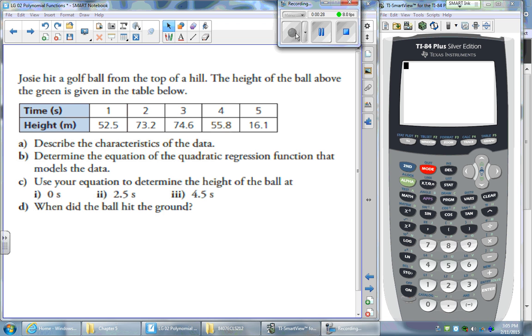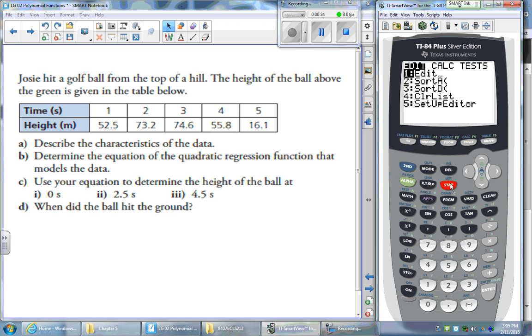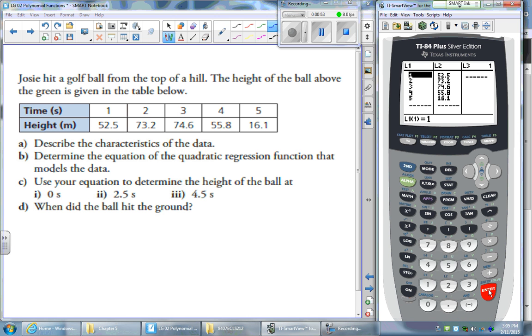Now, as we've talked about before, the first thing you want to do is enter this data into your calculator so you can get a visual on your graph of what this data is going to look like. So you're going to press the Stat button. You're going to go into number 1, Edit, and you're going to want to enter your data into L1 and L2. So I've already entered the data. You can see that I've entered the time into L1, 1, 2, 3, 4, and 5 seconds, and I've entered the height in meters into L2. And I'll just make a note of that on my graph.